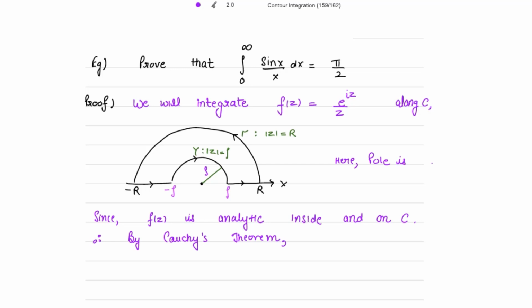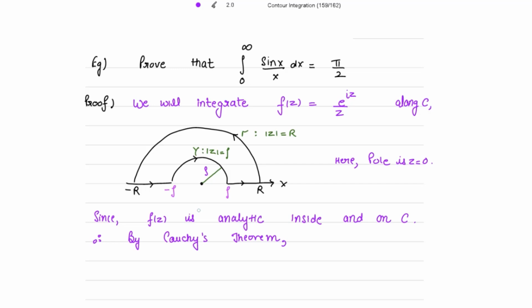Okay. Now what is the pole? Just take the denominator equal to 0. The pole is z equal to 0. Now is it lying inside the contour or outside? Yes, it is outside the contour.